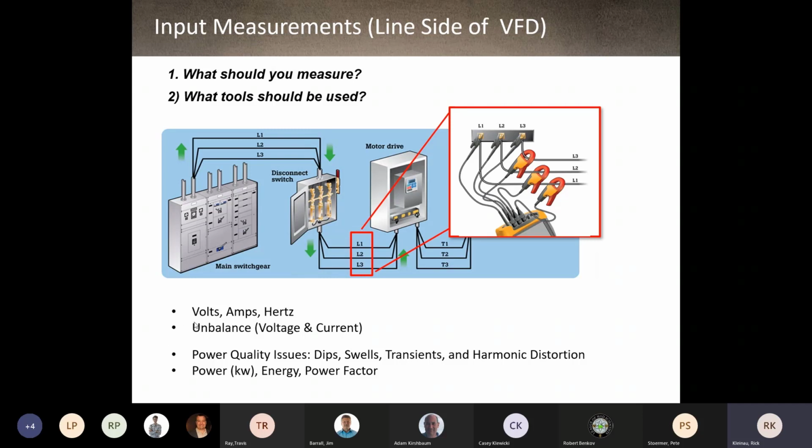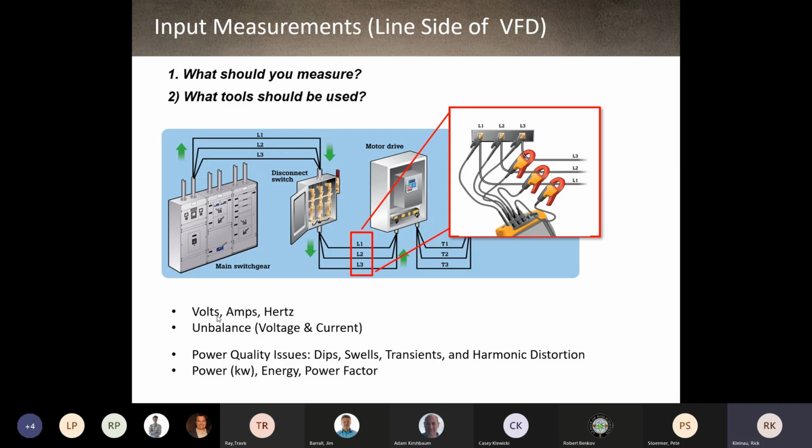Well, I think the obvious answer is going to be volts, amps, and hertz for sure, especially if the only thing you have is a voltmeter and a clamp meter. And when you measure volts, you should know about what that is, in the neighborhood of 480 or 230, depending on how the motor's set up, I guess.